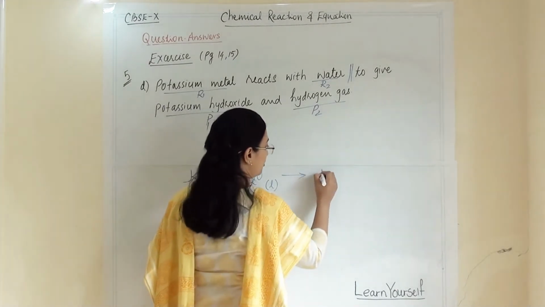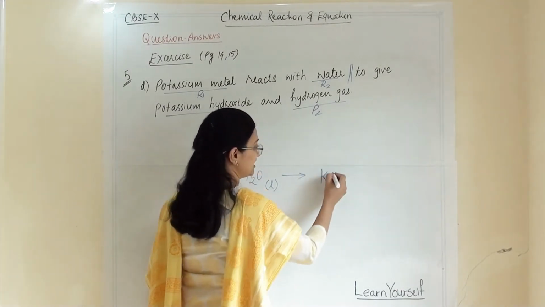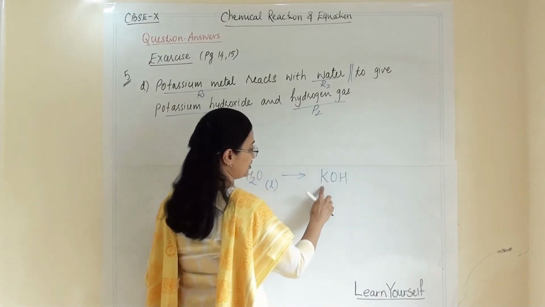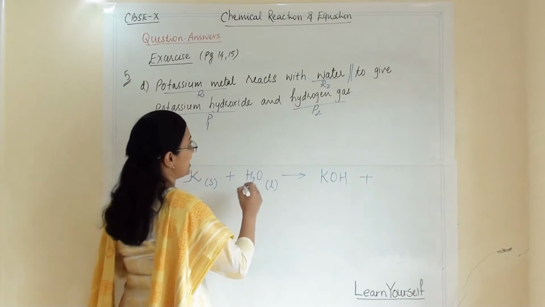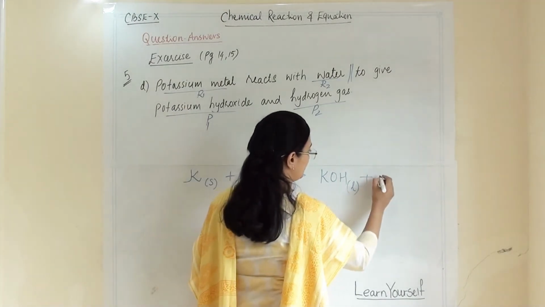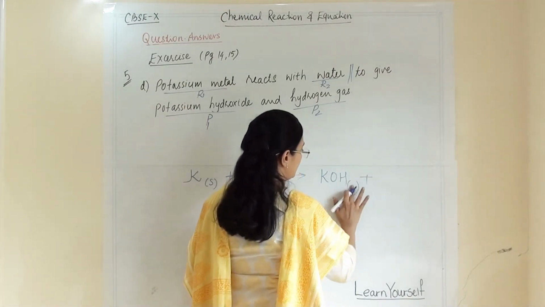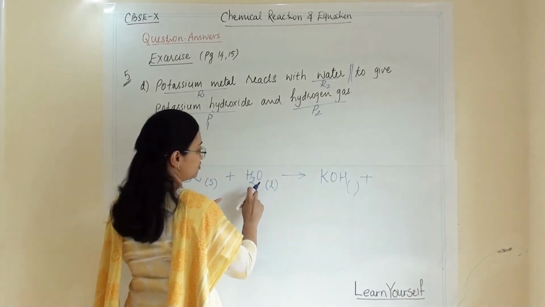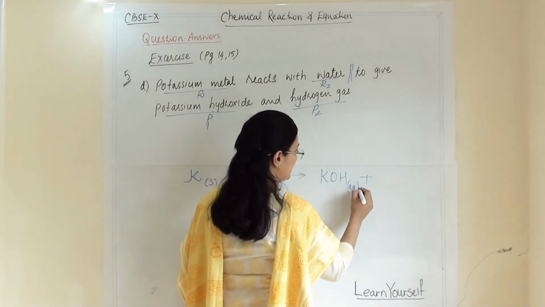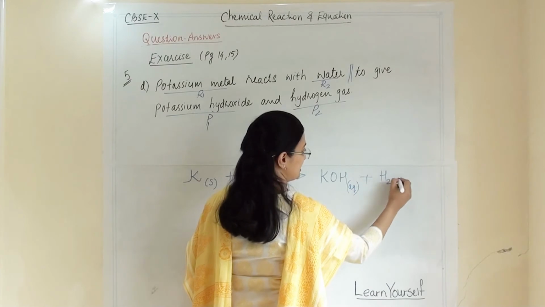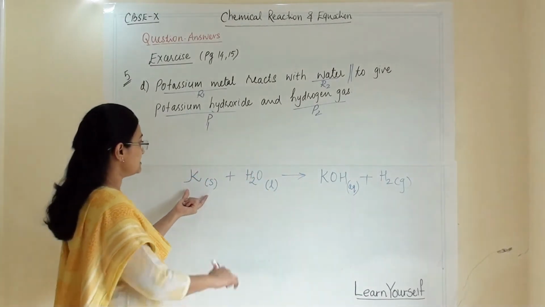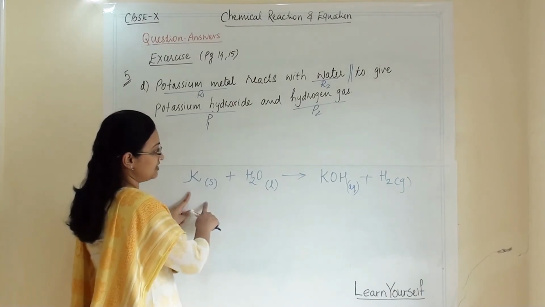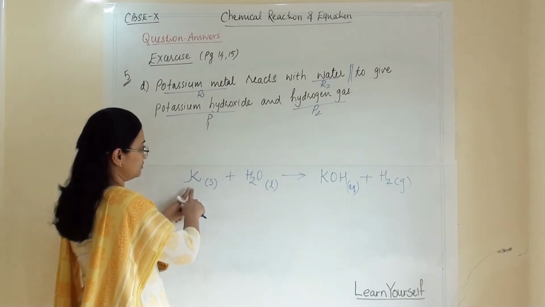What will be the molecular formula of hydroxide? OH. Potassium hydroxide, KOH, plus hydrogen gas. Water is liquid, but here potassium hydroxide is in aqueous phase. So here it will be aqueous. Then hydrogen gas, H2, and that is gas. So now let us see and check whether our equation is balanced or not.